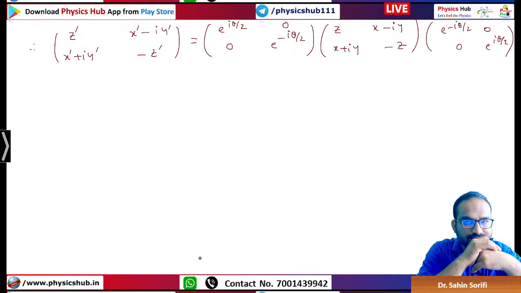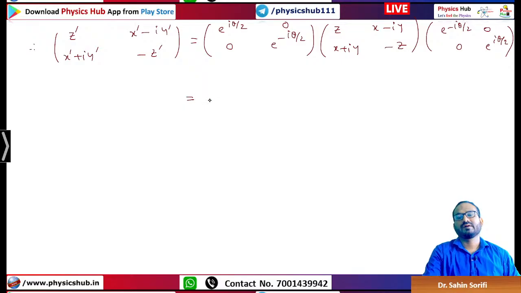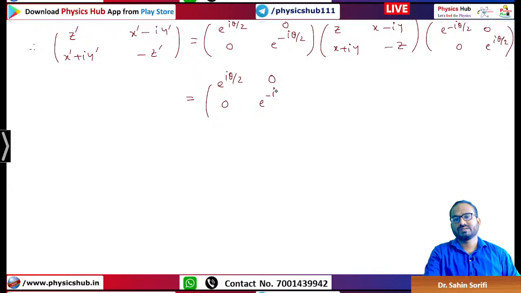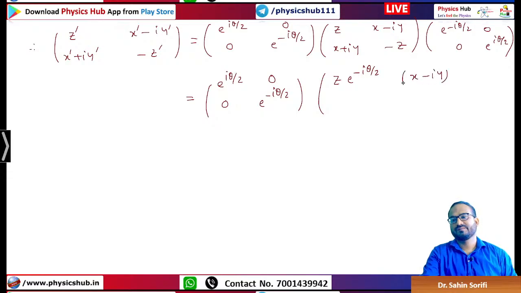Now just multiply these three matrices. Let's keep these matrices aside. e to the power i theta by 2, 0, 0, e to the power minus i theta by 2. Now if you multiply this, what you get? So z e to the power minus i theta by 2. Next, x minus i y e to the power i theta by 2. This is x plus i y e to the power minus i theta by 2, and this is minus z e to the power i theta by 2.